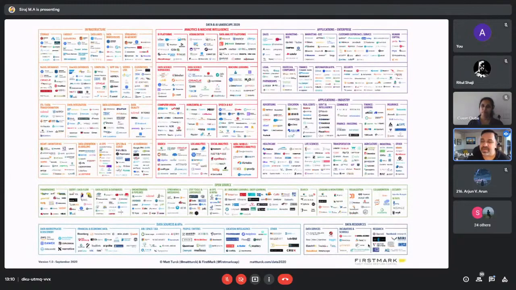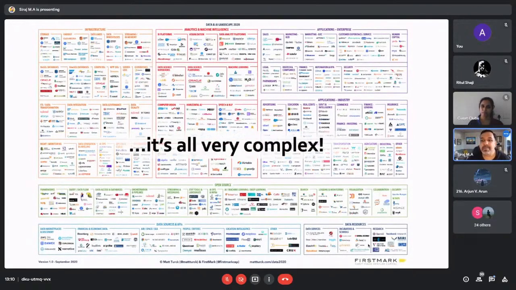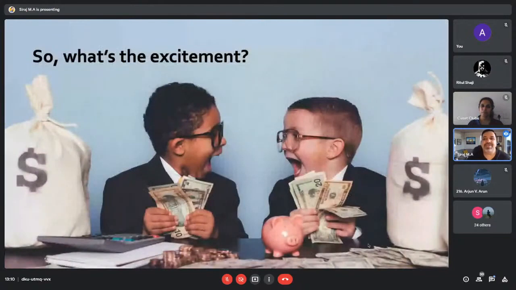So data availability is just phenomenally significant out there, but it's all very complex, right? And so then you think, so what's the excitement about? Because everyone is saying data scientist is the next big thing that you should be looking out for.